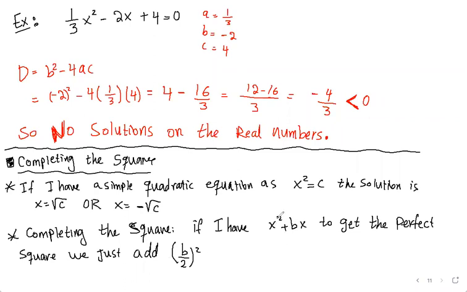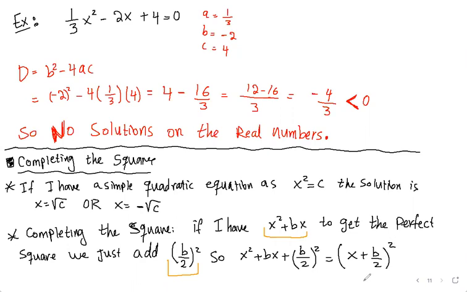And when I add this to this equation, this parentheses, it's going to give me something like that. I'll show you. So they're going to give me x squared plus bx plus b over 2 squared. And this looks exactly like x plus b over 2 squared. And this is called a perfect square. Make sense?